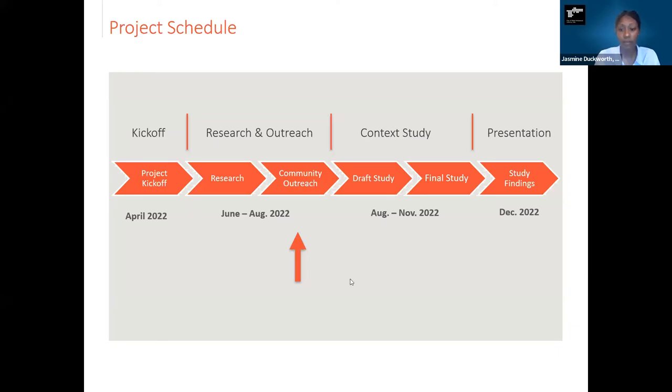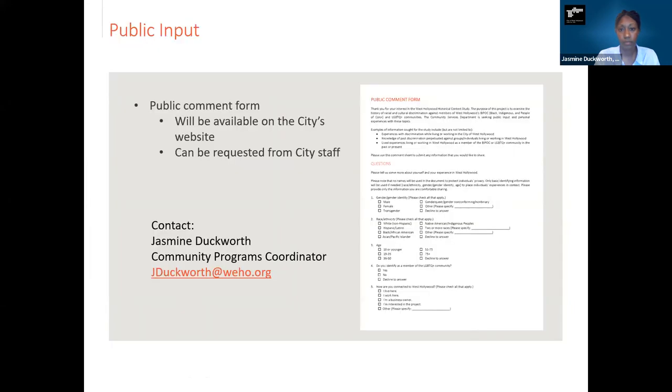I will share that last slide. So this is my contact information. Again, if you're interested in providing feedback, I can email this form. And if you would like to review the staff reports and the corresponding attachments, I'm more than happy to forward that information to you as well.